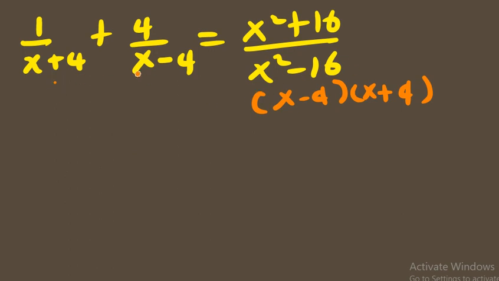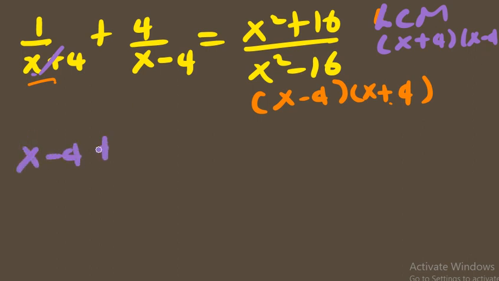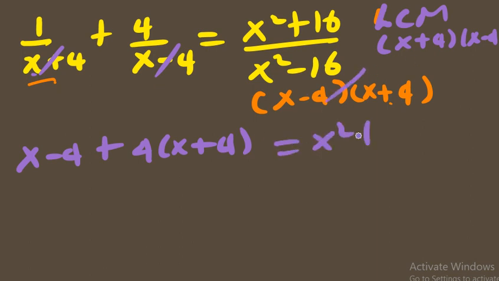So what is the LCM of the denominators of these three? There is x plus 4, x plus 4, there is no x here, and x minus 4. So x plus 4 and x minus 4 will be the LCM. That means I'm going to multiply each term by this LCM. When I multiply here, x plus 4 will cancel with x plus 4, and x minus 4 remains. Plus, here x minus 4 cancels with x minus 4 and x plus 4 remains, so 4 times x plus 4 remains. To the right side, everything will be cancelled, and x squared plus 16 remains.